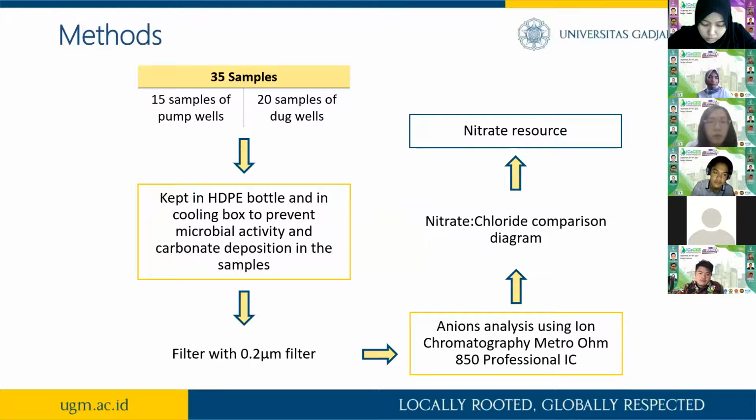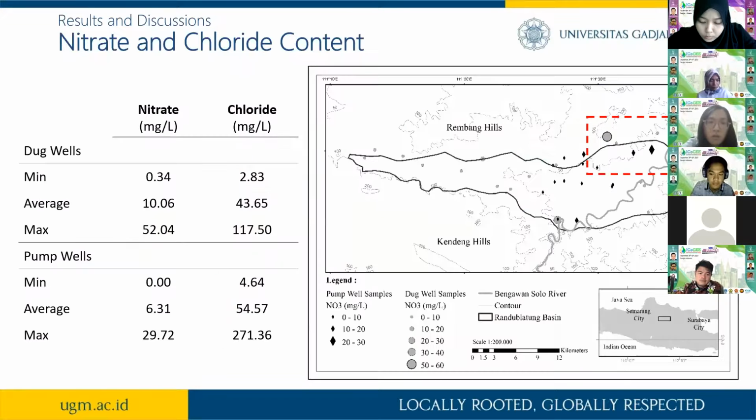So these are the methods of our research. We use 35 samples of groundwater. 15 are from palm wells and 20 samples are from dug wells. The samples were kept in HDPE bottles and in a cooling box to prevent microbial activity and carbonate deposition in the samples. Then we filtered the samples with a 0.2 micrometer filter and then analyzed the anions using ion chromatography from Metrohm. And then we compared the nitrate and chloride content in the groundwater using a comparison diagram to analyze the nitrate source.